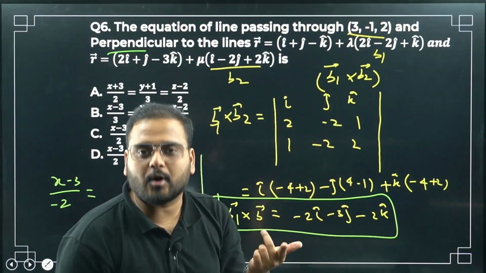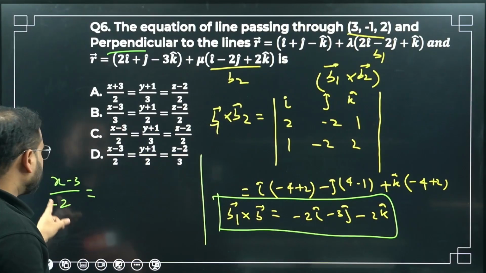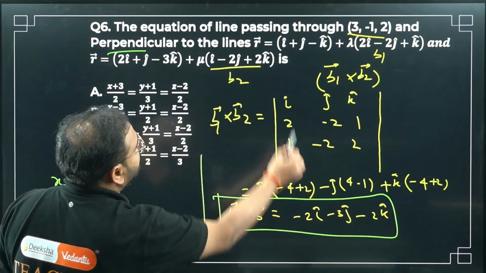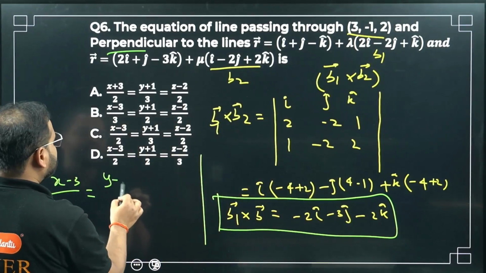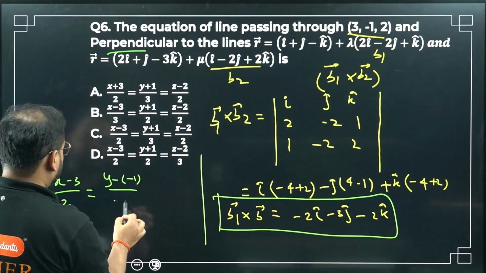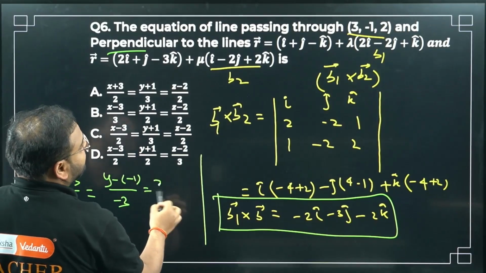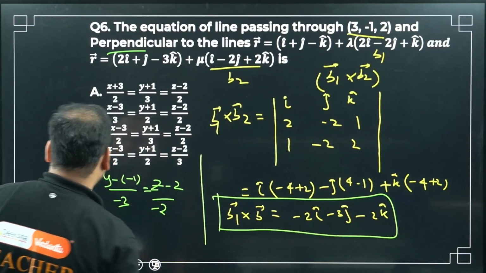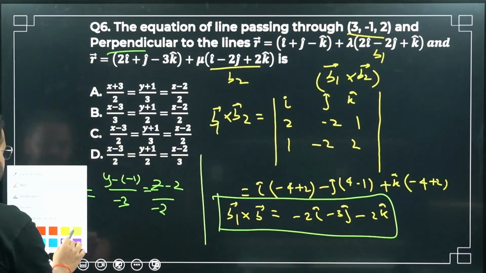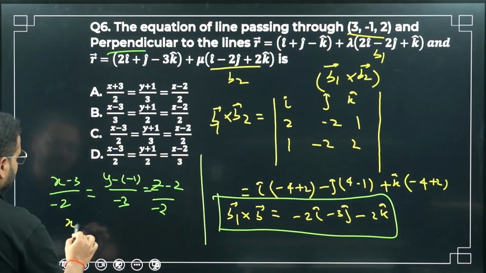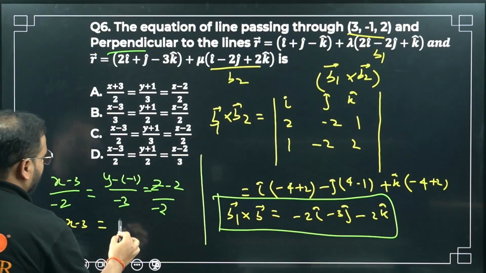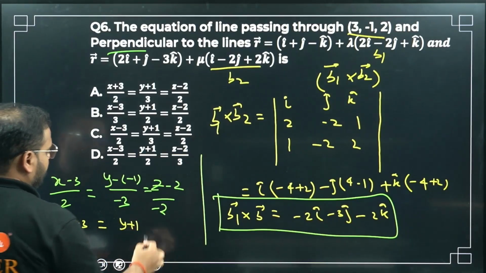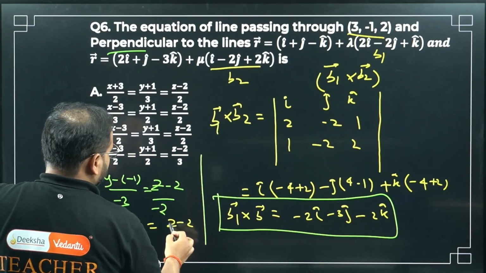Remember the definition of the vector product. Correct? So x minus 3 upon minus 2. Next is y minus of minus 1 upon minus 3, and z minus 2 upon minus 2. Okay? So simplify this. What are we getting? Please check in the numerator. So x minus 3, y plus 1 over here, z minus 2.